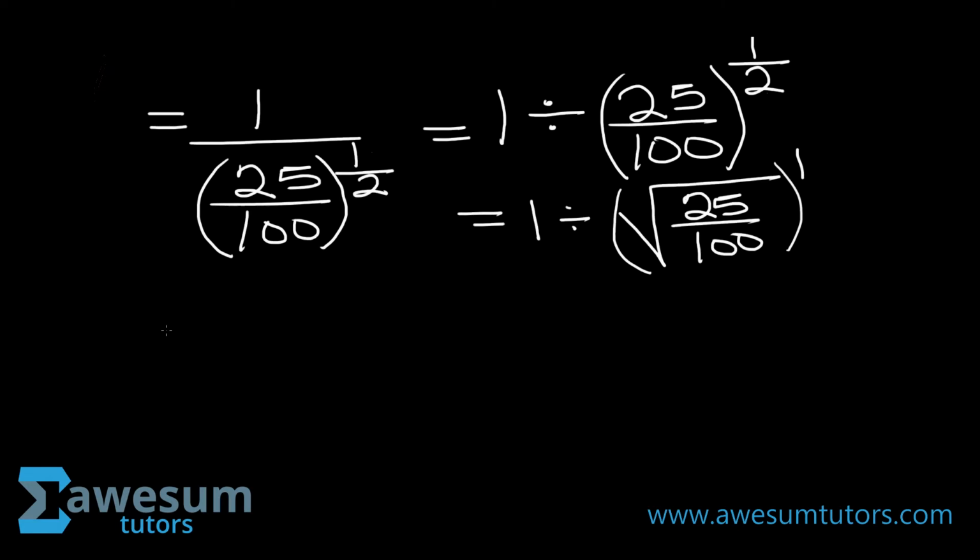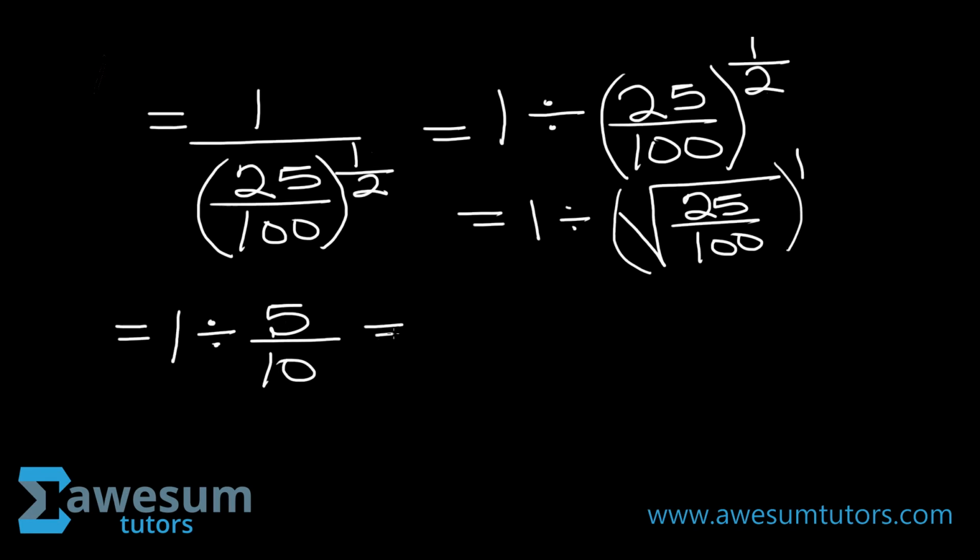Very good, guys. Now the next thing is to say 1 divided by, I will still retain this division sign for now. Now what is the square root of 25? Square root of 25 is 5. Very good. Over, what is the square root of 100? 10. And because this fraction with the square root is raised to the power of 1, it's still going to be 5 over 10.